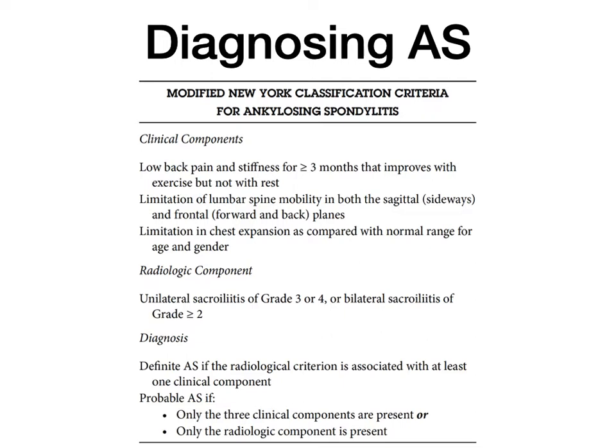A definitive diagnosis of ankylosing spondylitis is made if the radiological criteria is associated with at least one clinical component. And you can give a provisional diagnosis if the three clinical components are present or if only a single radiological component is present.